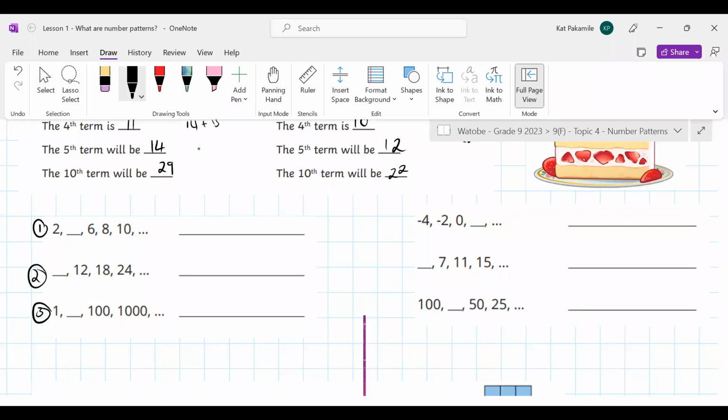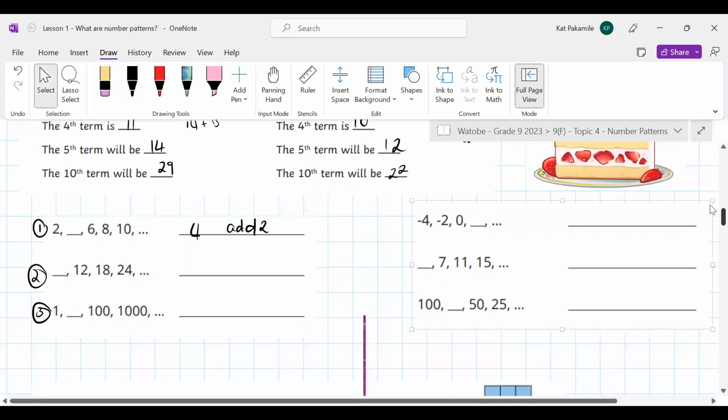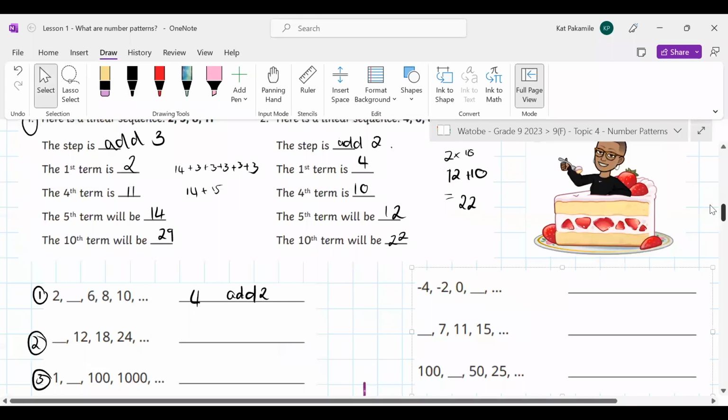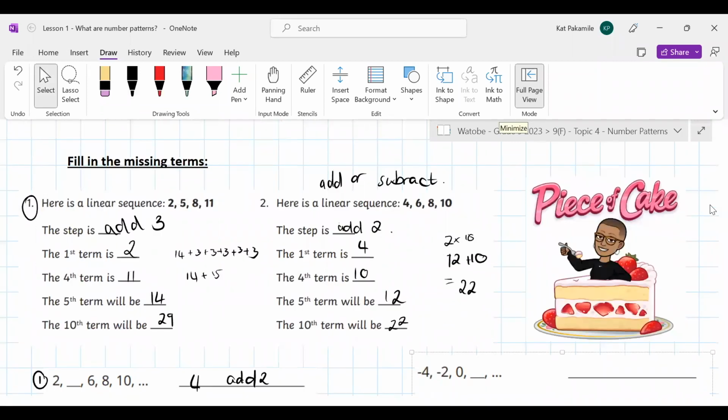Okay, the first one, the missing value is 4. Thank you in the chat. And we add 2. Okay, I'm going to give you a few seconds to screenshot quickly. Here we go. 5, 4, 3, 2, and 1.